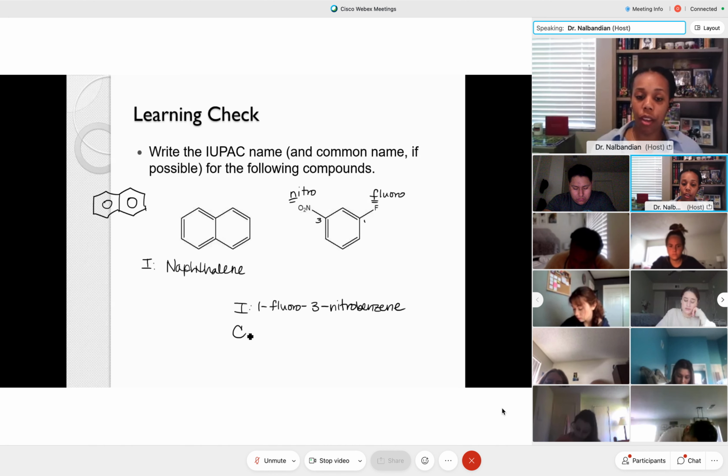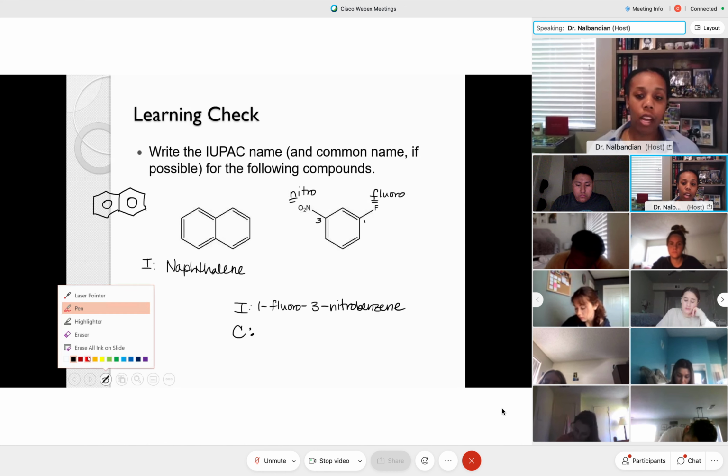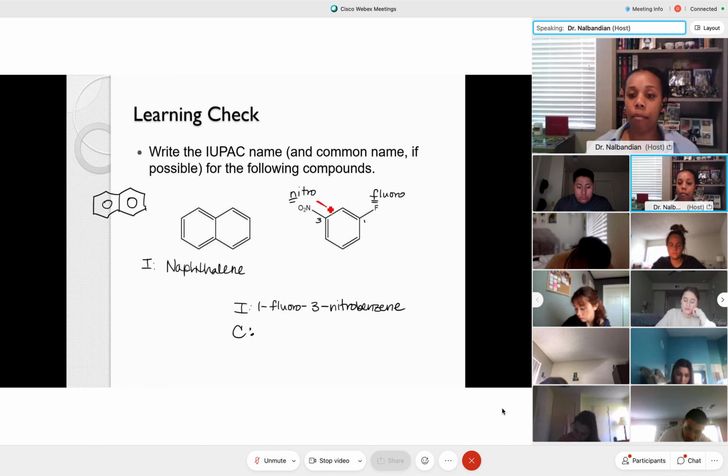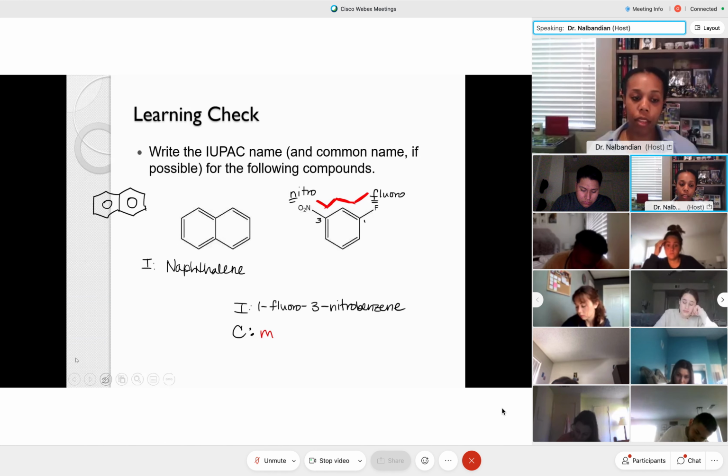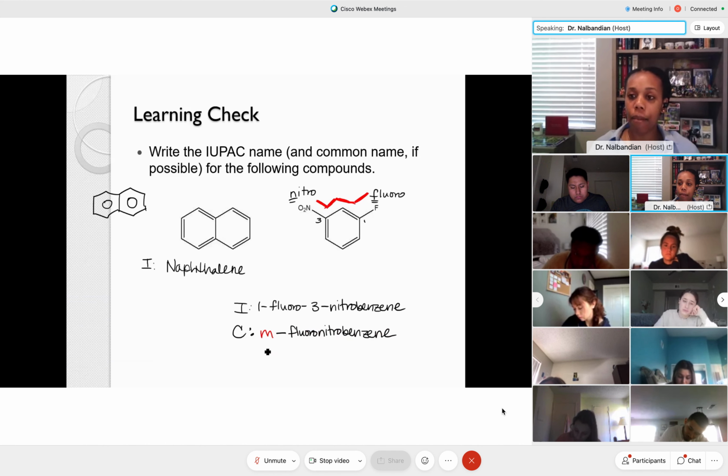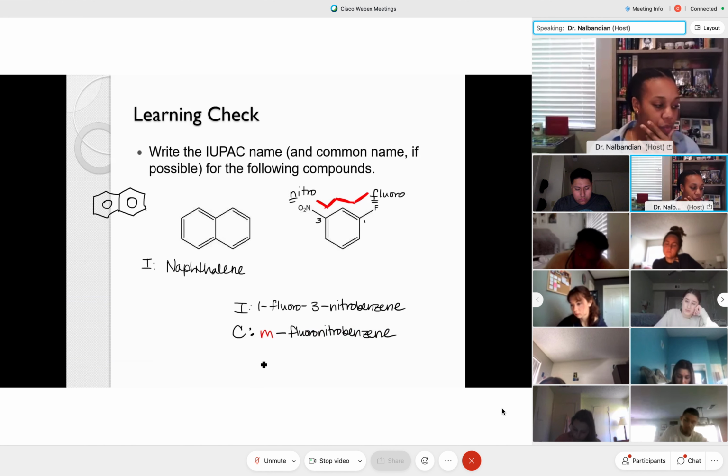Now we can do a common name here. Remember, we talked about our common names, ortho, meta, and para. Here we can see that that's an M, so meta. You can just write M, or you can write out meta. And so meta means 1, 3. So we don't need to have a number. We just write fluoro, nitro, benzene, all one long word. The meta means 1, 3. Questions on these two?